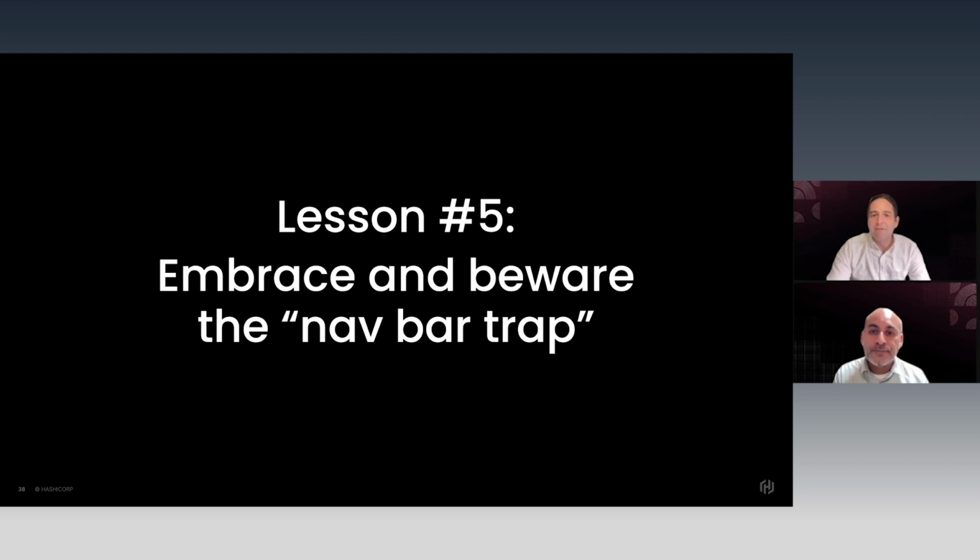Lesson number 5: embrace and beware the navbar trap when communicating with stakeholders. As we mentioned earlier, we found the navigation bar to be an especially useful way for talking about our information architecture. Virtually all of our concerns are compressed into a hierarchy with short and unique names, and together they reinforce the understanding and usage of the product. But that's not all information architecture is.